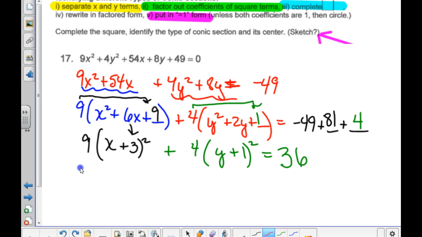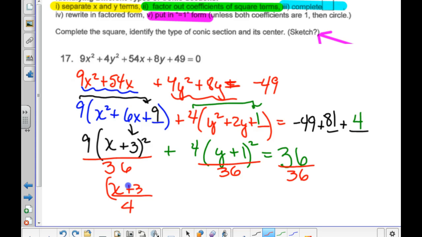Because now I need to divide everything through by 36, because I want it to say equals 1. Well, I can tell right now, is it a circle, a hyperbola, an ellipse, a parabola? If it has an x squared and a y squared with a plus, it's either an ellipse or a circle. If it's being stretched 9 one way and 4 another, it's not a circle. Okay, it's an ellipse. 9 goes into 36 4 times.